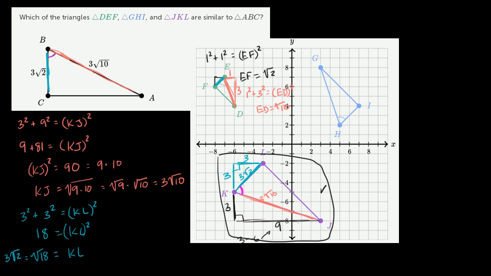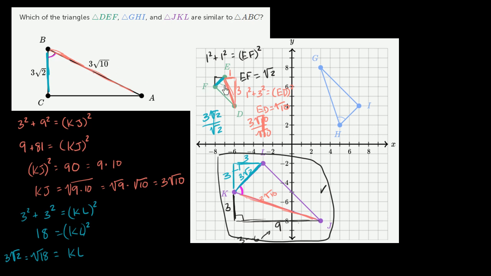Now, is the ratio between BC and EF the same as the ratio between BA and ED? So let's write this down. 3 square roots of 2 over the square root of 2 is equal to 3. So the ratio between these two blue sides, between BC and EF, is 3. The ratio between these two orange sides is 3 square roots of 10 over square root of 10, which is also 3. So the ratio between these two corresponding sides is the same.